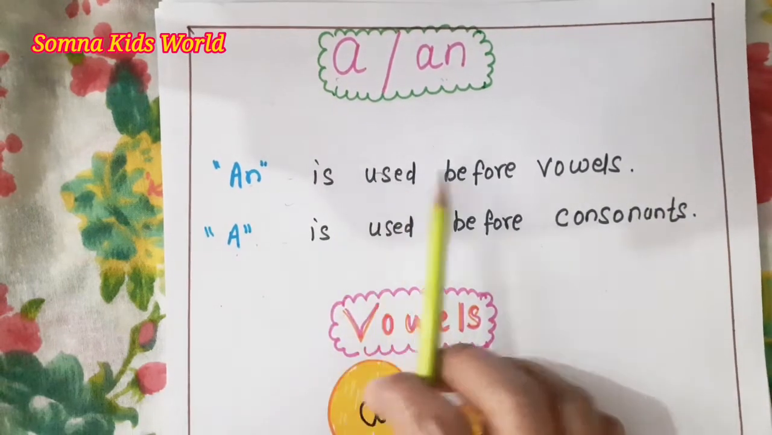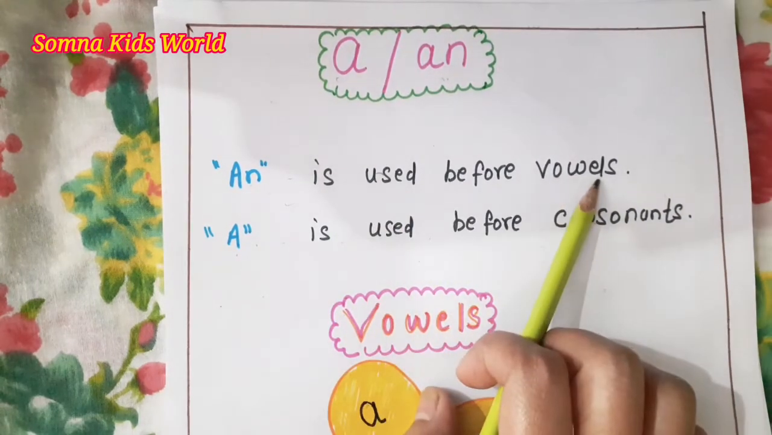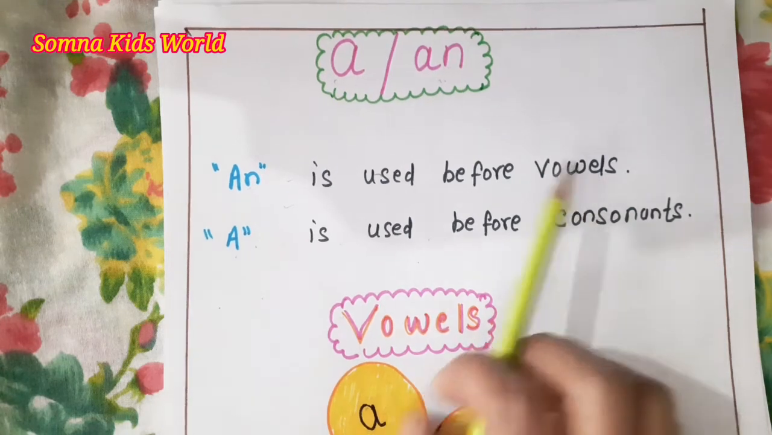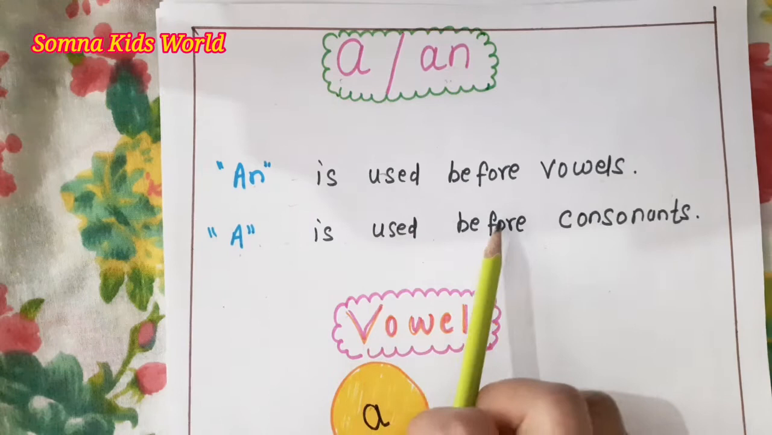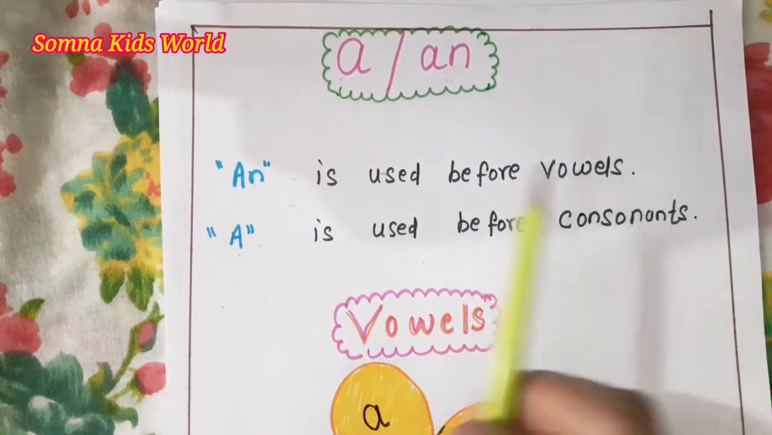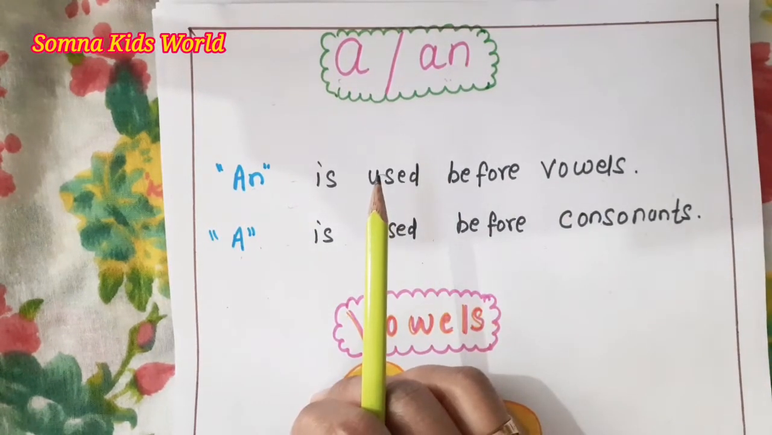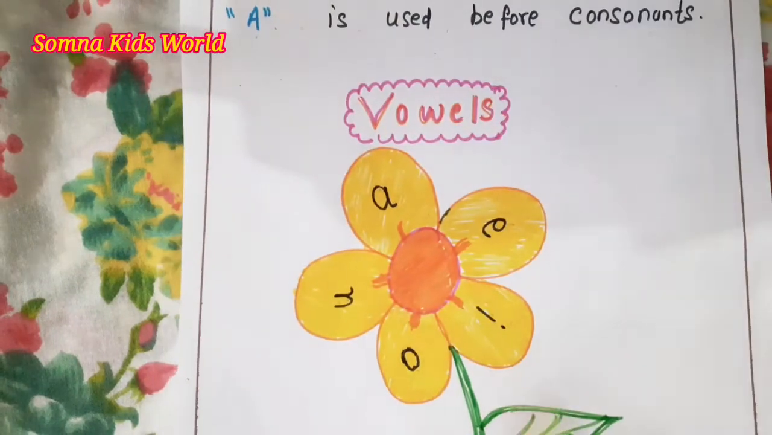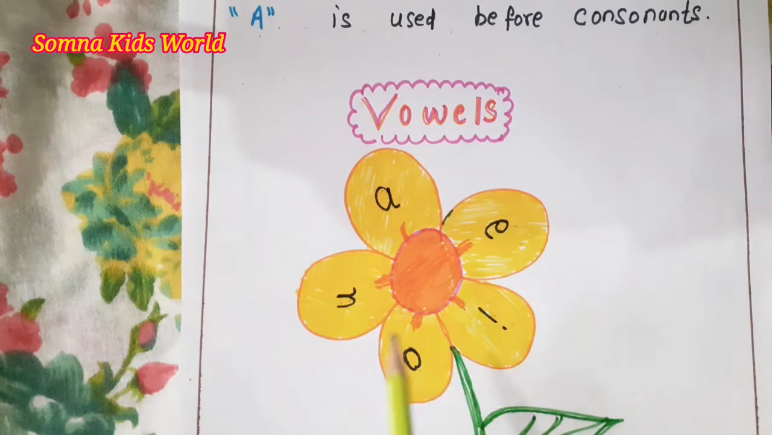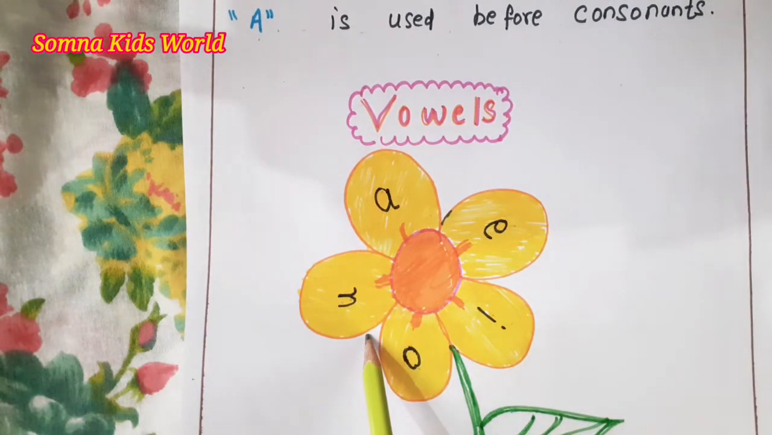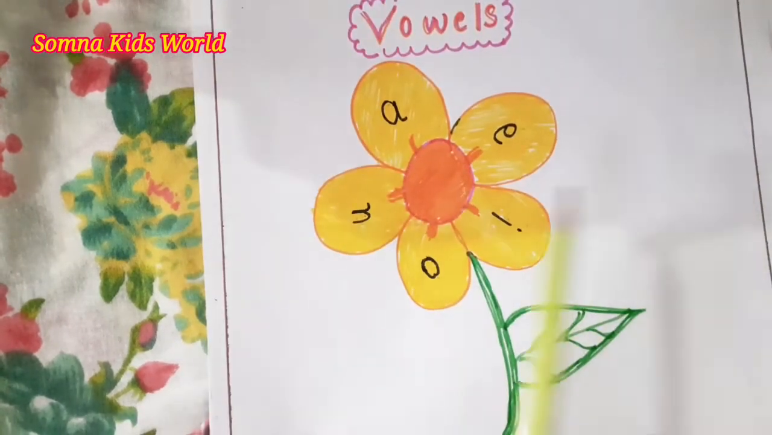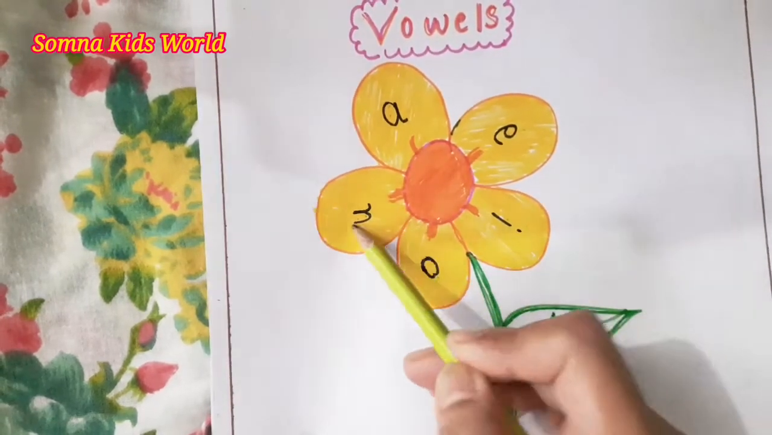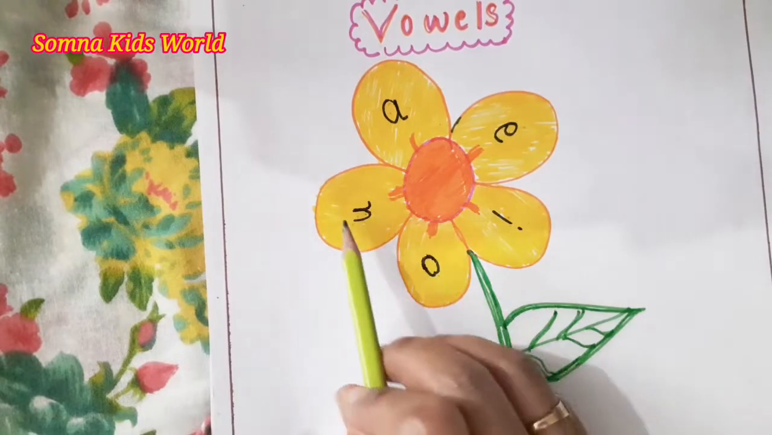AN is used before vowels. Now I'm going to tell you what vowels are. And A is used before a consonant. So in total we have 26 letters. Out of that, 5 letters are vowels. Now see what the vowels are. Look here: A, E, I, O, U. These are called vowels.